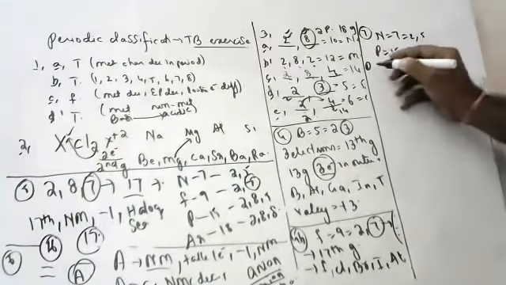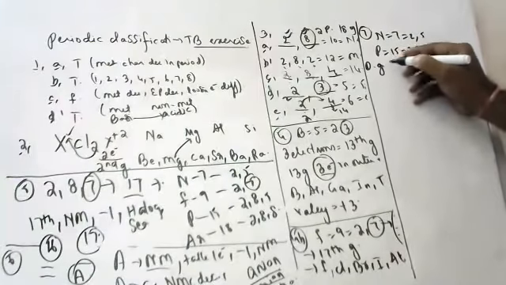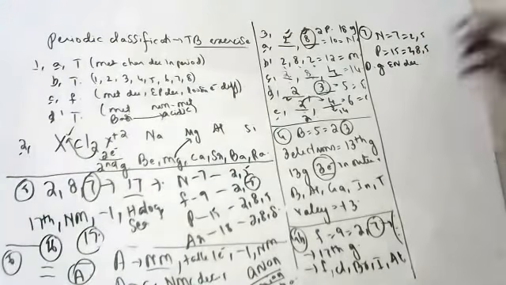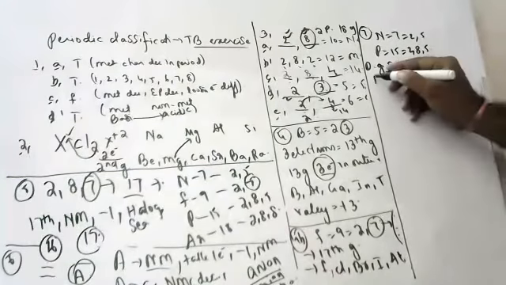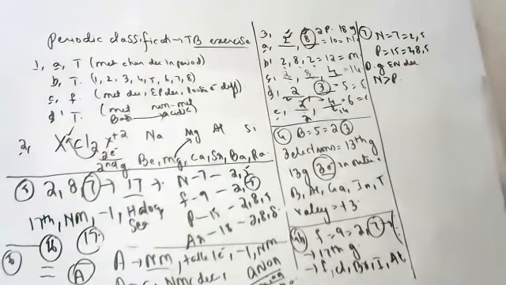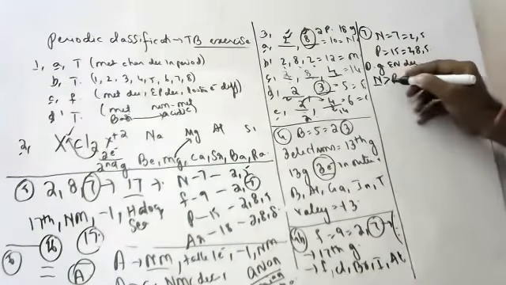This is down the group. Down the group, electronegativity decreases. Nitrogen is more electronegative than phosphorus.